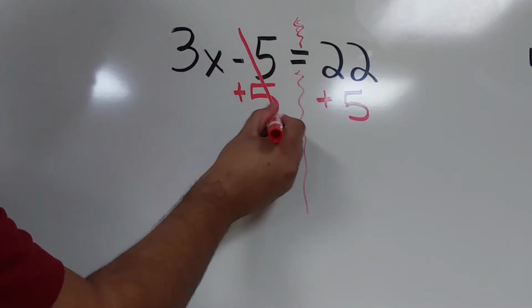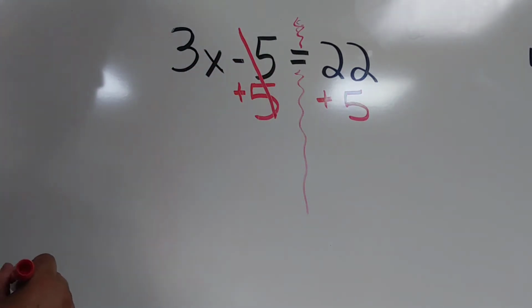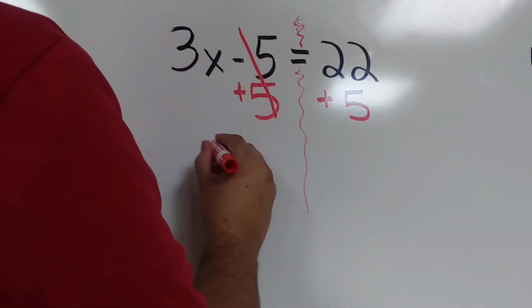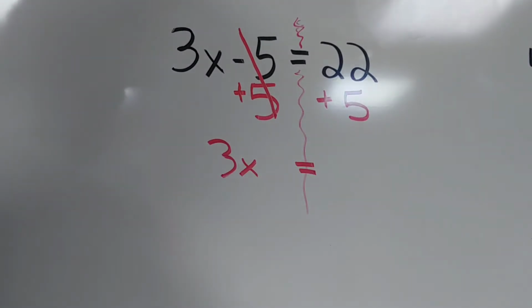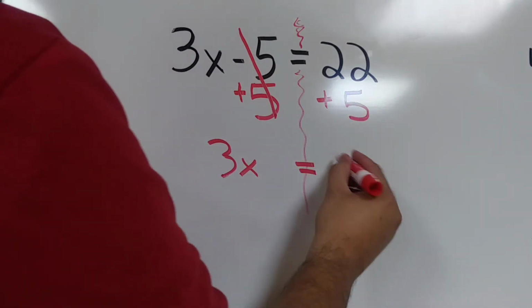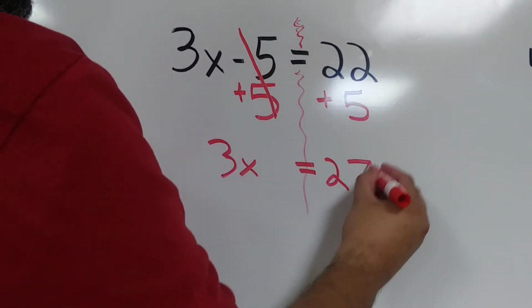Plus 5 minus 5, in this case, zeroes out. And we're left with 3x on the left, an equal sign in the middle, and 22 plus 5, which is 27, on the right.